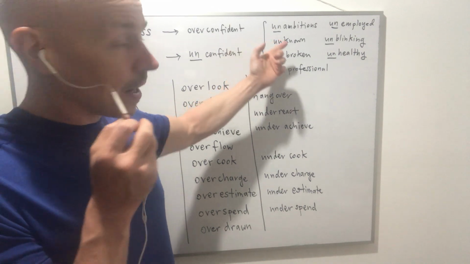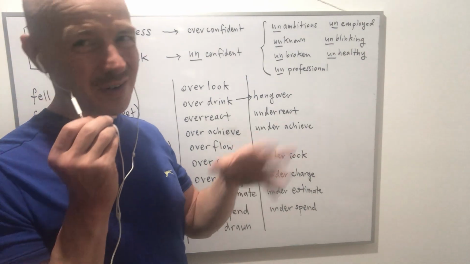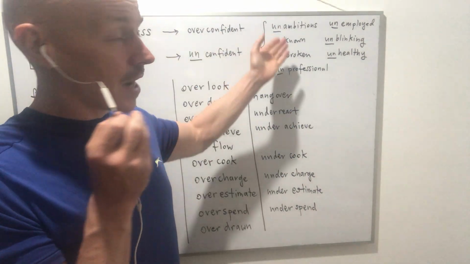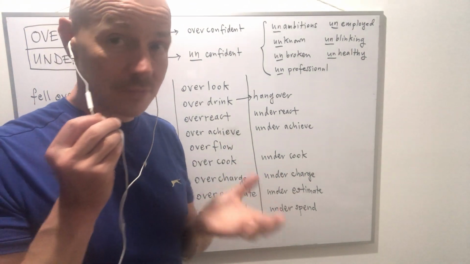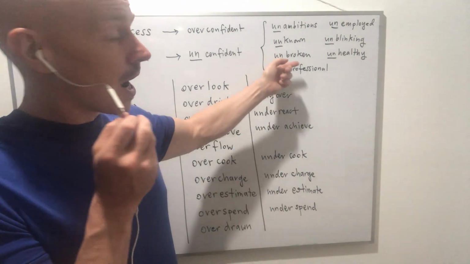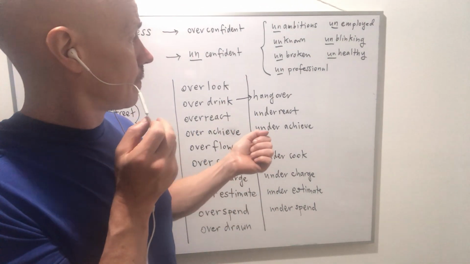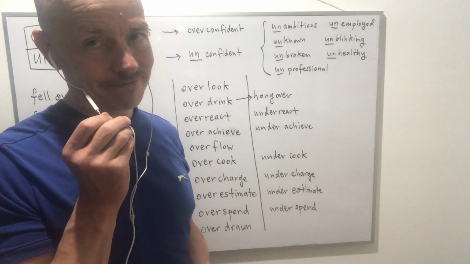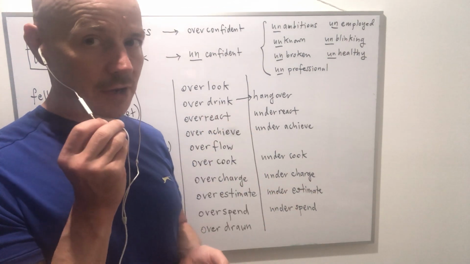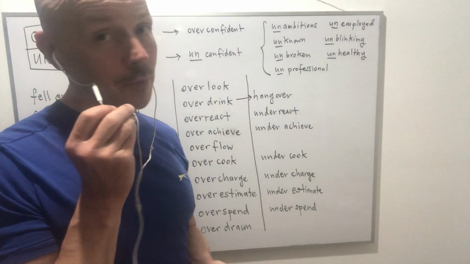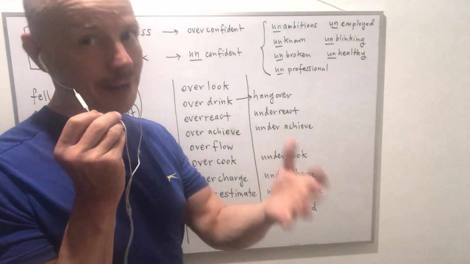So you could be unambitious, which is like the opposite of being ambitious. So I don't want to do, no, I don't mind. Unknown. So we just don't know anything about them. They are unknown. Unbroken, so it's not broken, it's unbroken. Unprofessional. So again, a very negative thing. You're not being professional. That's an unprofessional thing you've done. Unemployed, as in not having a job. I'm not employed, I am unemployed.